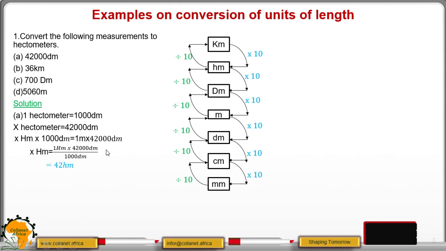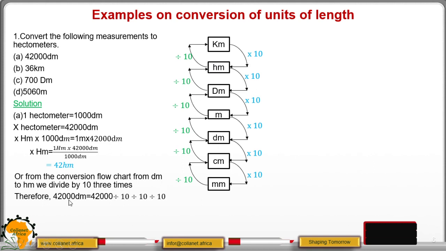This will cancel out. So also, maybe you don't want to cross multiply. You just need to move to our flow chart. Remember, I've shown you how to recall the arrangement. So you just go to your flow chart and look to where we have the decimeter and hectometer. And from decimeter to hectometer, for you to reach here, you need to divide by 10 three times. That is 42,000 divided by the first 10, then the second 10, then the third 10, so that you can get to hectometer. And that means that you're dividing by 1,000. And by so doing, you get the same value, 42 hectometers.